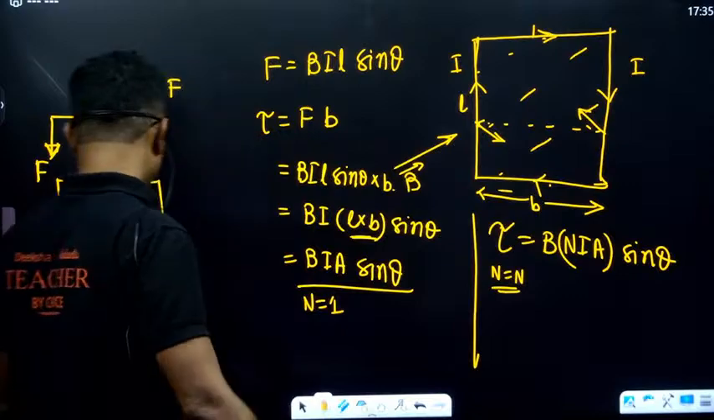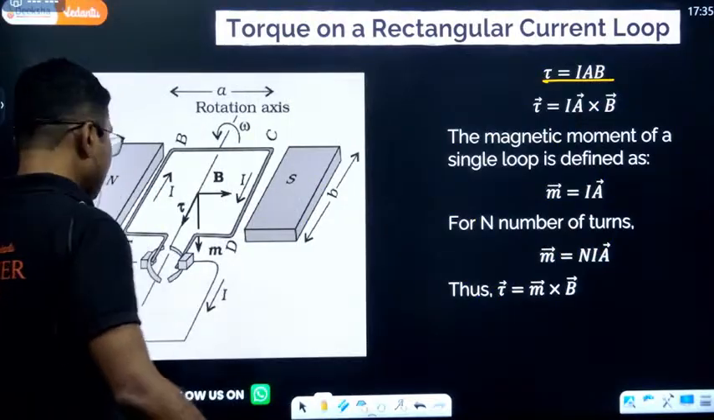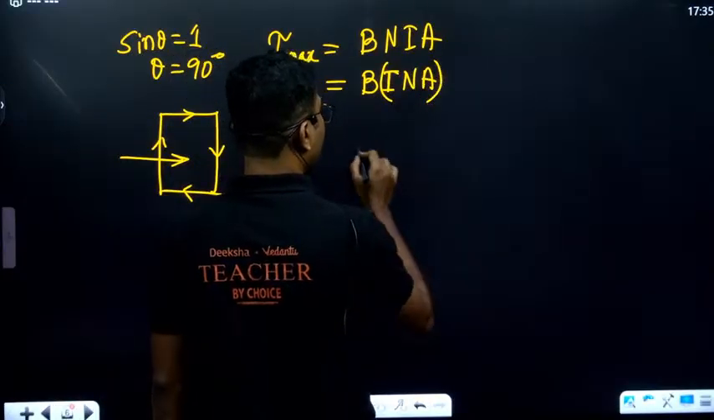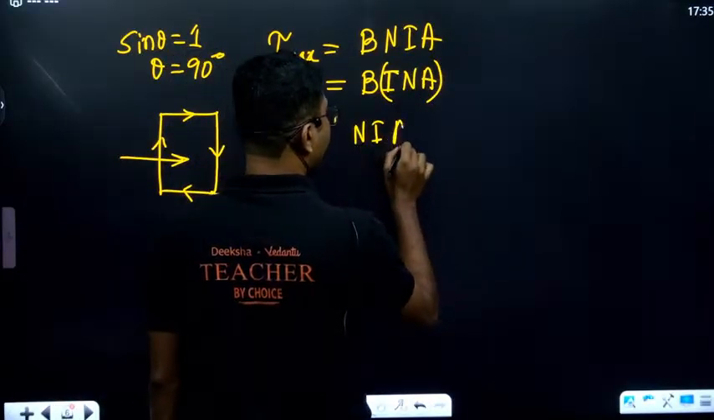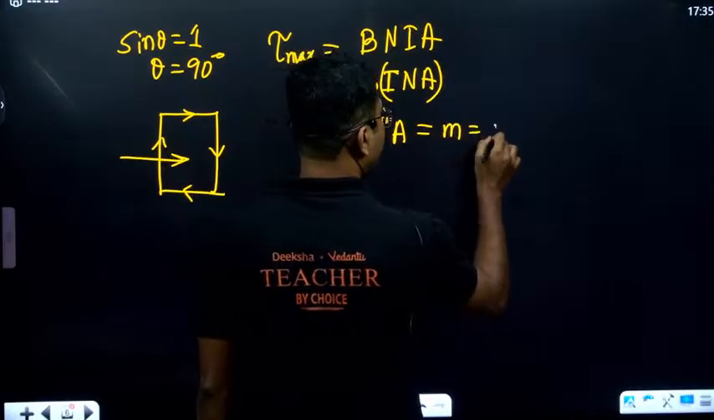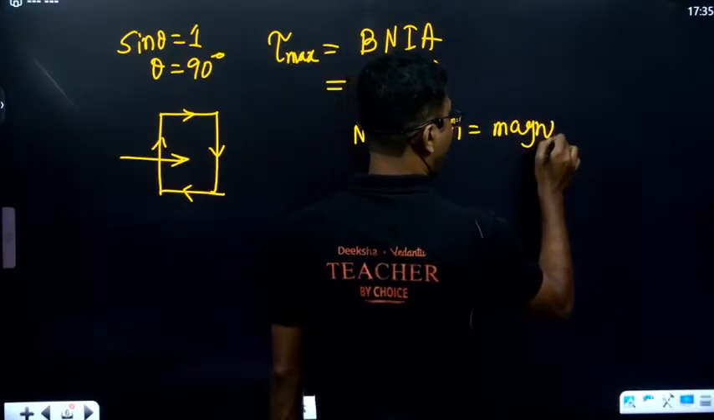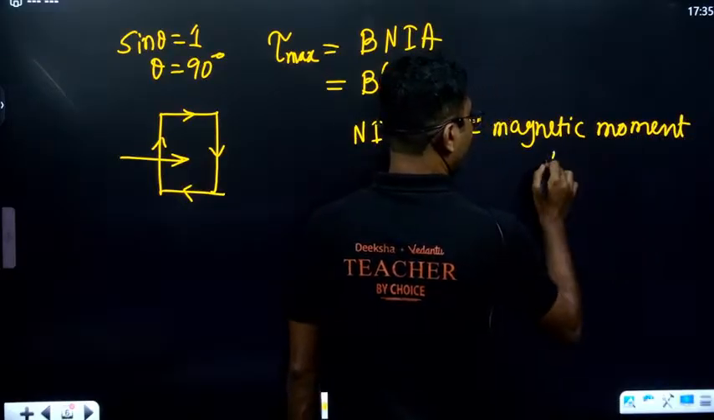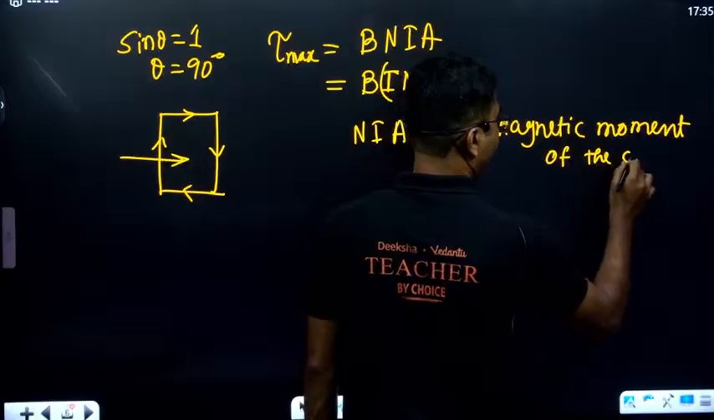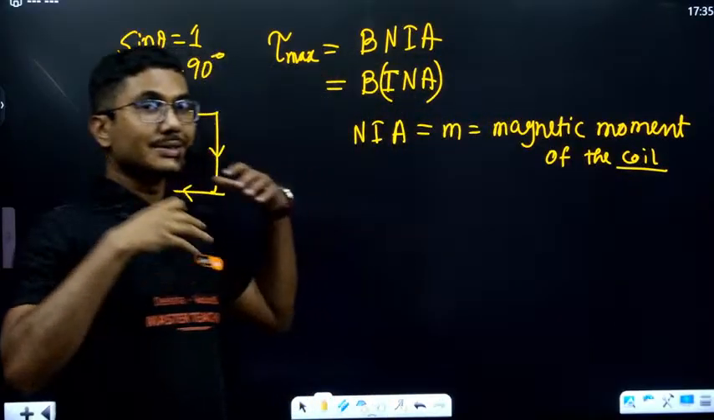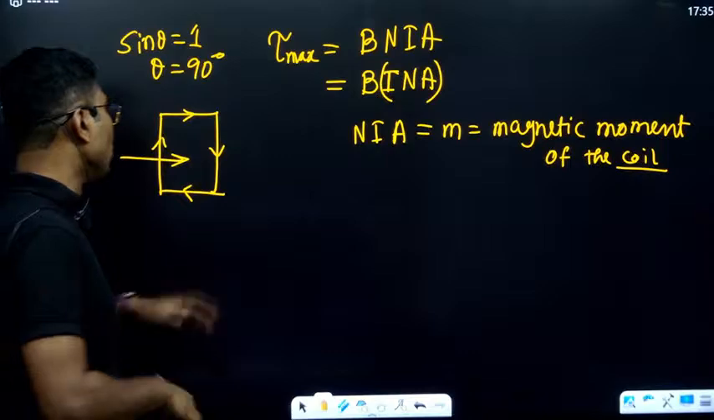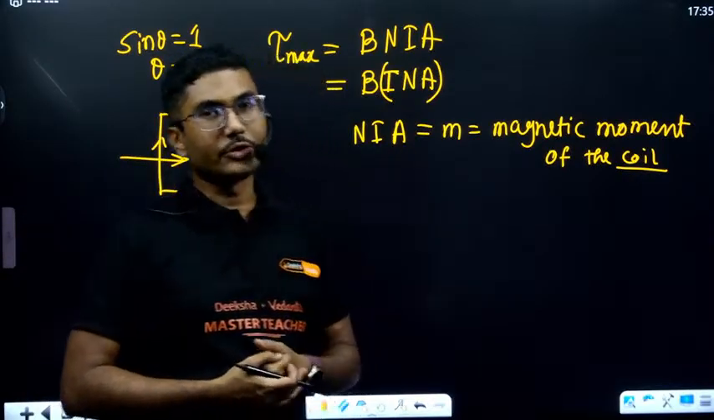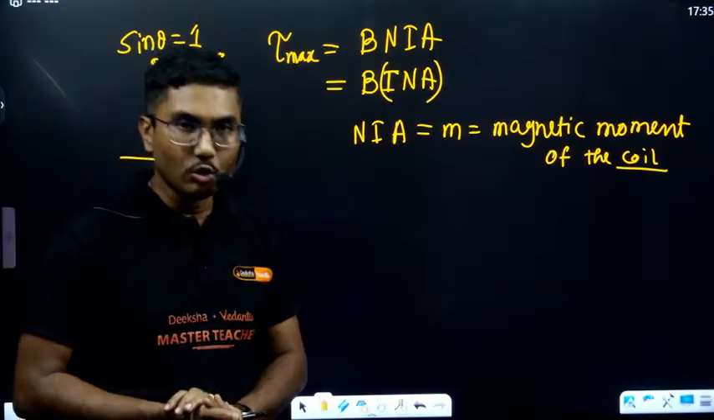Now BINA sine theta, in the previous part I have shown you that this quantity NIA is called the magnetic moment of the coil. In the last one it was a circular loop, here it is a rectangular loop, but a loop is a loop. So for a circular loop if it is NIA, for a rectangular loop also it will be NIA. So this is the magnetic moment of the loop.